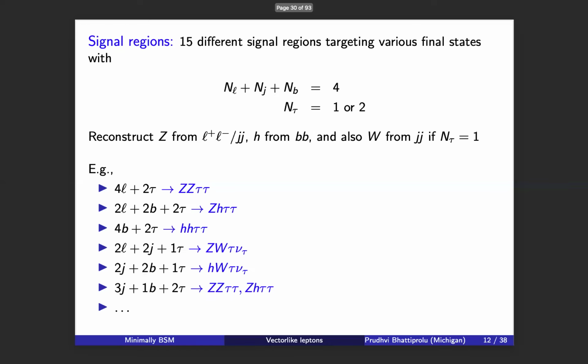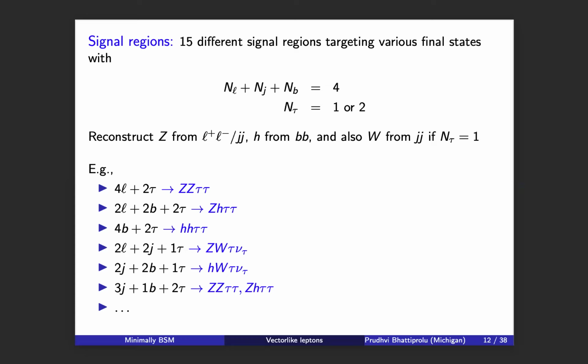This might be a naive question, but do colliders actually see the tau, or do taus decay? That's an excellent question. Yes, the tau decays. So you would have to reconstruct the tau's 4-momentum at a collider, because taus could decay into neutrinos along with the pions. So we also thought carefully about how to reconstruct the tau.